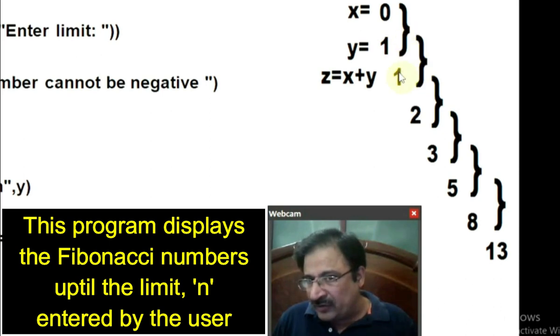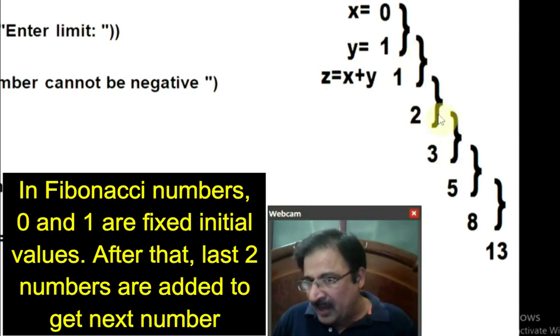What is the addition of 1 and 1? 2. Write it below 1. Right? Now add the last two digits. What is the addition of 1 and 2? It's 3. Write it over here. Again add the last two digits. What is the sum of 2 plus 3? It's 5. Write it over here. Again add the last two digits. What is the sum of 3 plus 5? 8. Write it over here. What is the sum of last two digits? 5 and 8. It's 13.